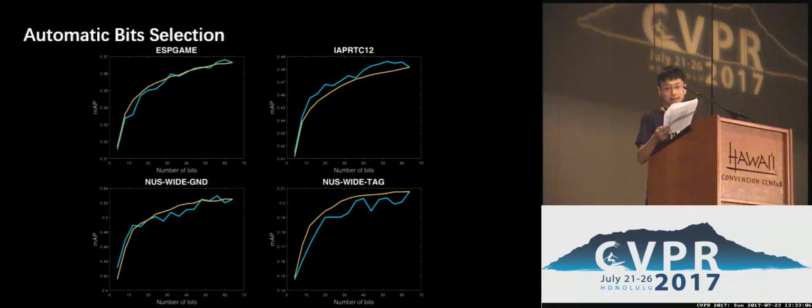From the picture, we can see the MAP curve of selected bits. The yellow curve is concave and close to the sine curve on 3 datasets consistently, which means that the hashing bits being selected earlier are indeed more discriminating.